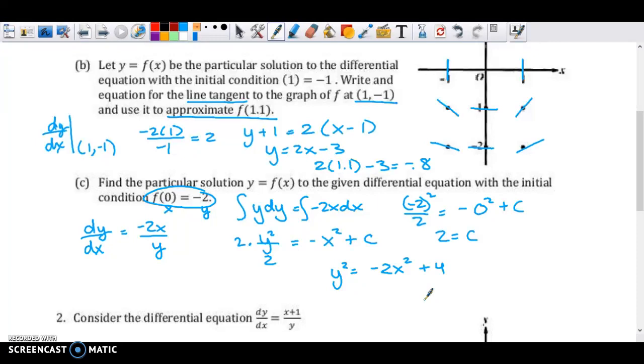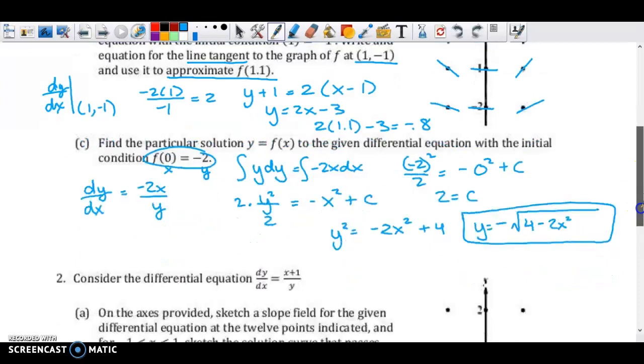I'm going to take the square root on both sides, write plus or minus the square root of 4 minus 2x squared. You don't have to flip those around. You can, it doesn't matter. Okay, let's talk about this plus or minus. Because our point is at 0, negative 2, we only need to worry about the negative part. So we can actually get rid of this positive and just keep the negative part of it. It's not really necessary to keep both the plus and the minus. Okay, so this would be our answer.